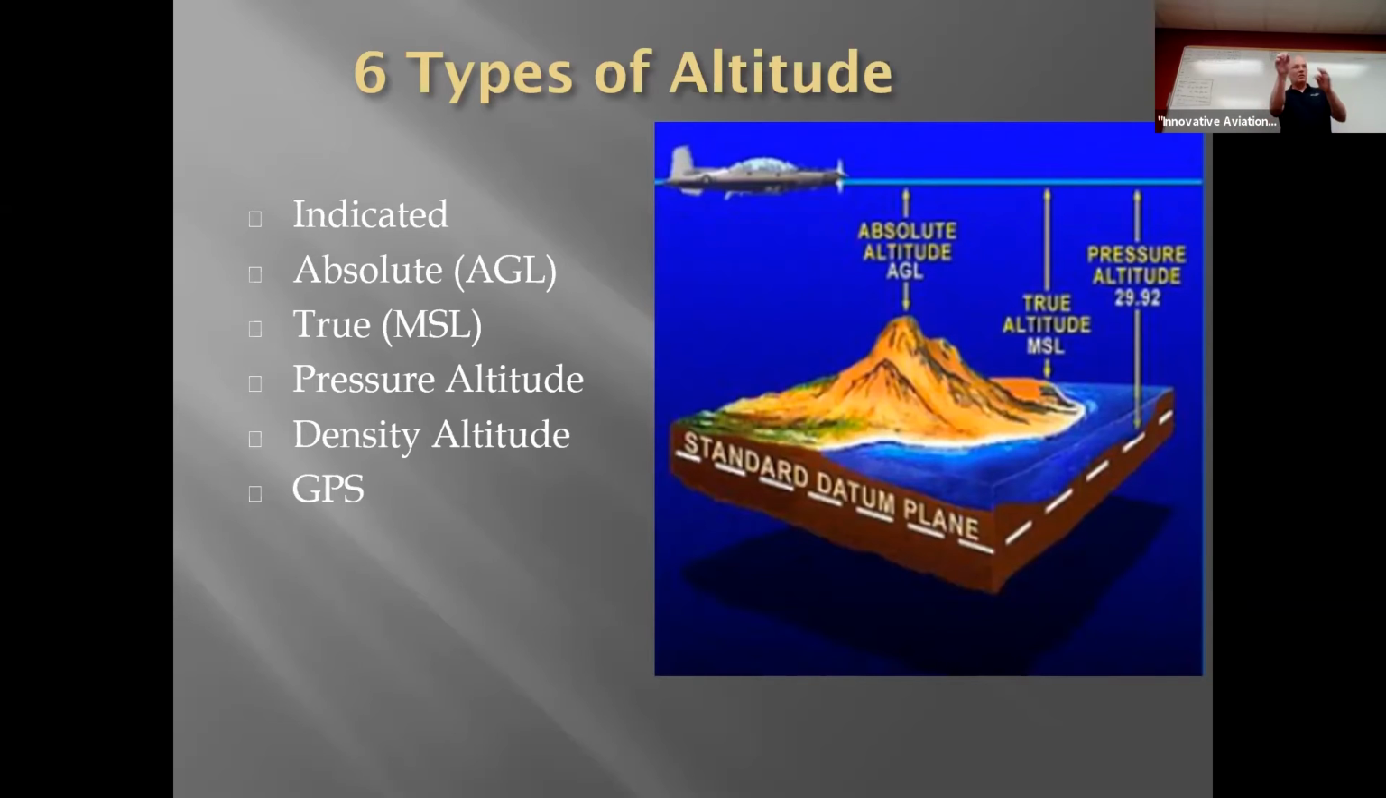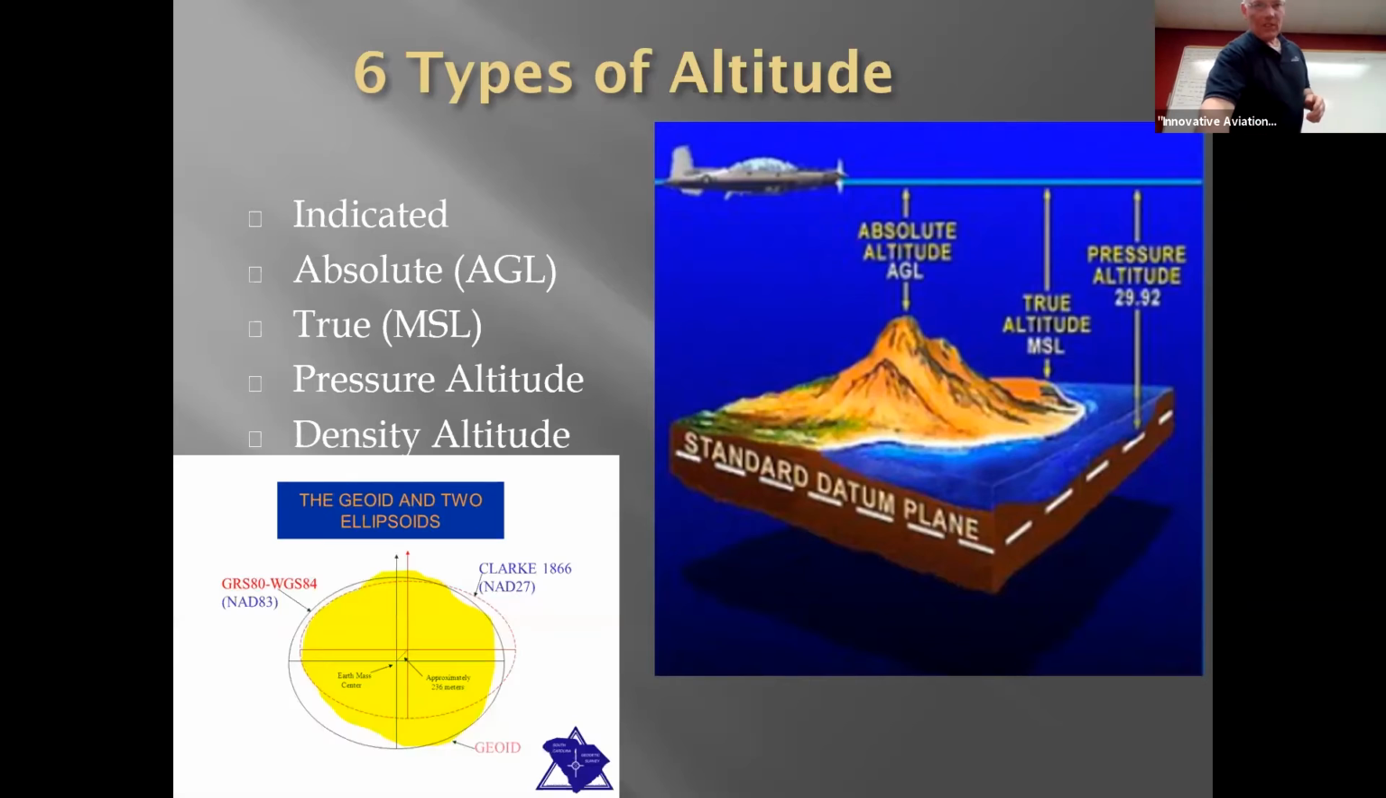And finally, GPS altitude. If you've ever flown along, most GPSs will tell you the GPS altitude in their box somewhere. But you may have noticed that your altimeter is saying, say, 2,500 feet, and your GPS altitude is, say, 800 feet different. It can be a huge difference. Why is that?